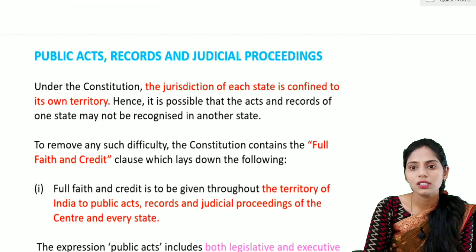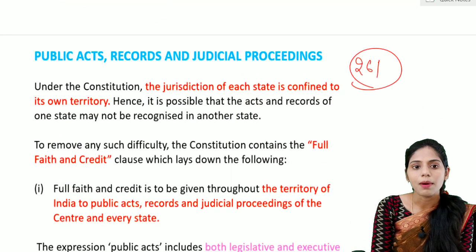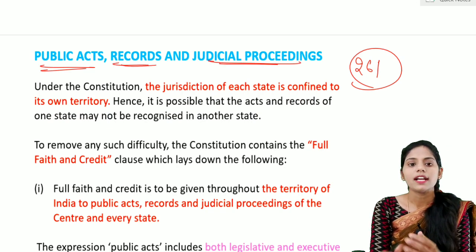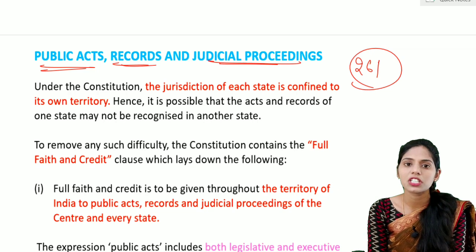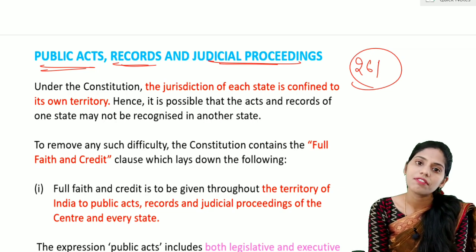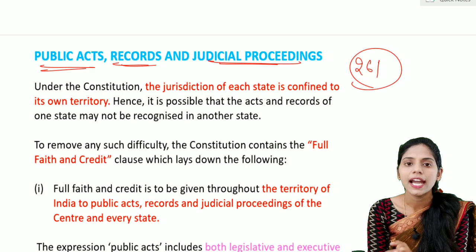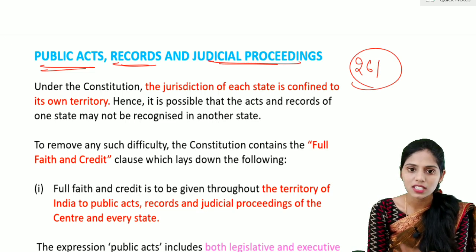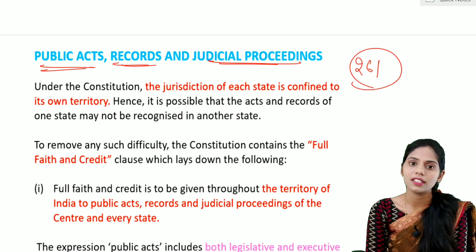And the next one is Article 261. It talks about public acts, records and judicial proceedings. Under our constitution, the jurisdiction of each state is confined to its own territory. Hence, it is possible that the acts and records of one state may not be recognized by another state.